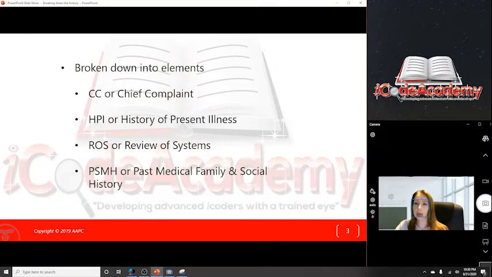So let's break it down. For the documentation, as well as the elements required to support the evaluation and management coding within the history, we're going to need a chief complaint, as well as the HPI or the history of present illness, the ROS or the review of systems, and lastly, our past, family, social, and medical history.